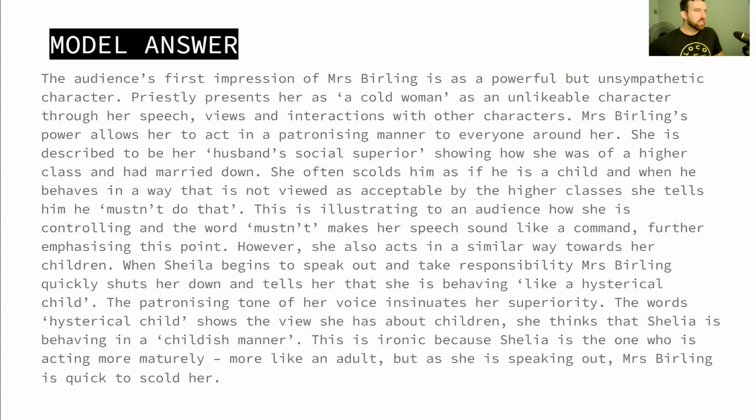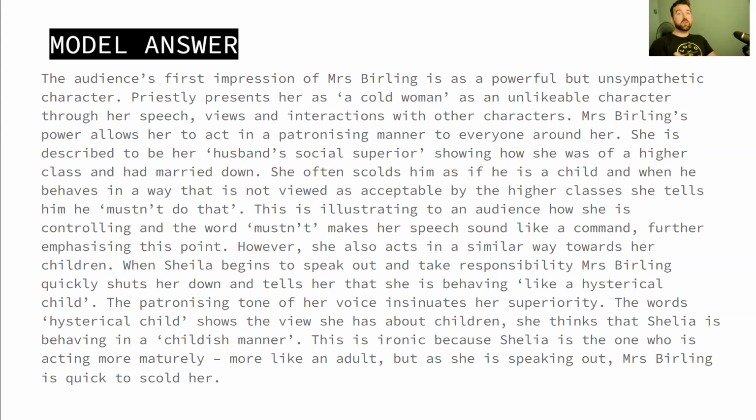She often scolds him as if he is a child, and when he behaves in a way that is not viewed as acceptable by the higher classes, she tells him he mustn't do that. This is illustrating to an audience how she is controlling, and the word mustn't makes her speech sound like a command, further emphasizing this point.